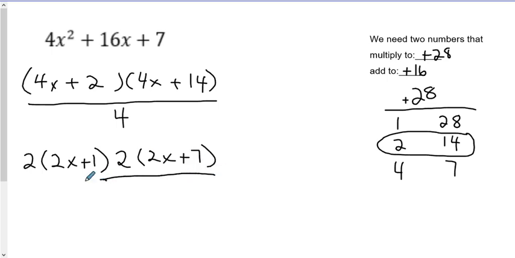And divide by 4. Now, in all of our other examples, we could just cancel 1.